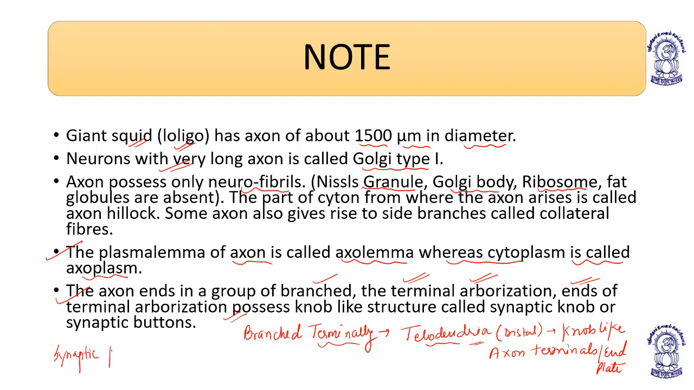The synaptic knob consists of mitochondria and secretory vesicles. Understood?